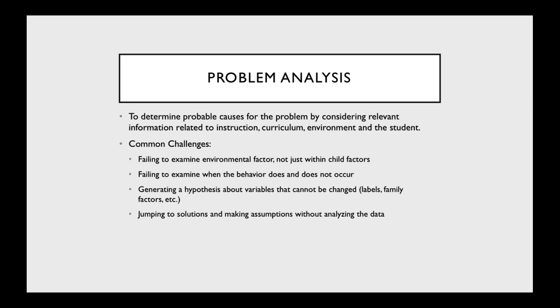So the second step in the problem-solving model is problem analysis. And this is where we really want to determine what are the possible causes for the problem by considering all of the information we were talking about with the RIOT and the ICEL. So information related to instruction, curriculum, environment, and the student. So just linking those two pieces together, we want to make sure that we truly are stepping back and looking at all 4 of those areas and considering how they relate to whatever we defined as the problem. So if the problem is physical aggression, how does it relate to these 4 areas?